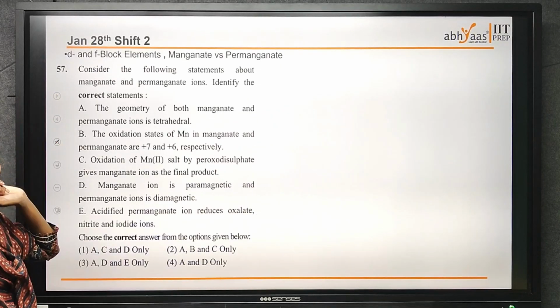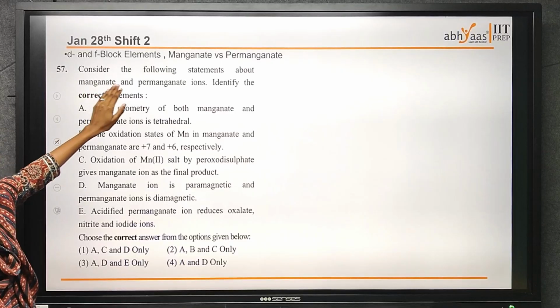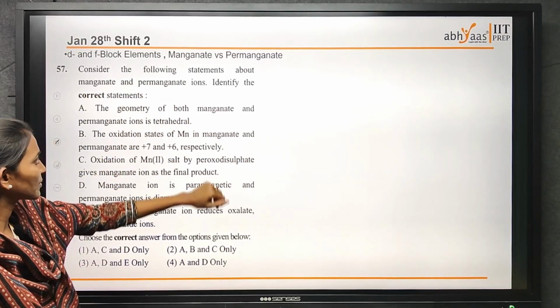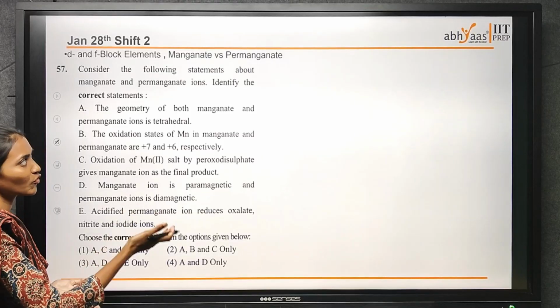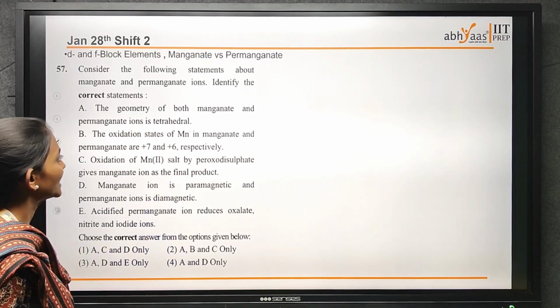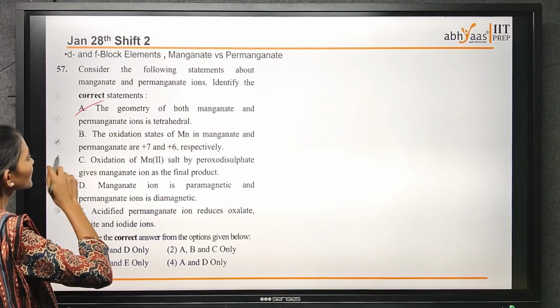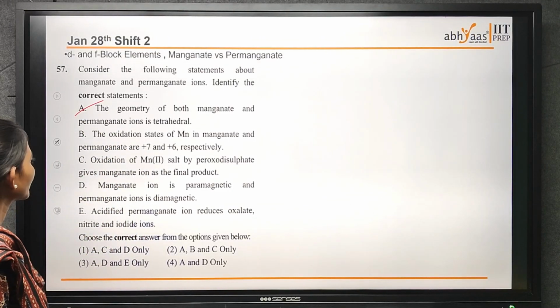Moving on to the next question, which is from d and f block elements. Consider the following statements about manganate and permanganate ion. Identify the correct statements. Manganate is MnO4 2-, and permanganate is MnO4-. The geometry of both manganate and permanganate ions is tetrahedral. Yes. The oxidation states of Mn in manganate and permanganate are +6 and +7 respectively.